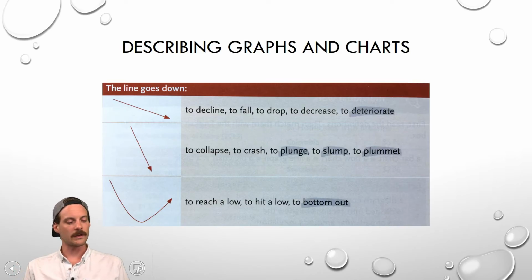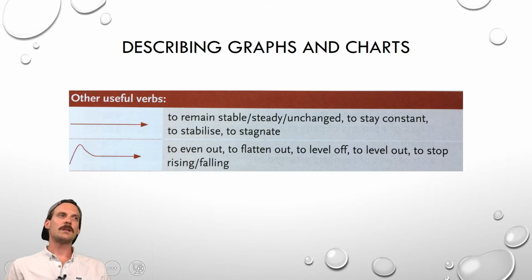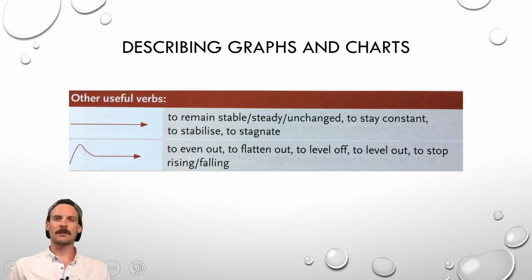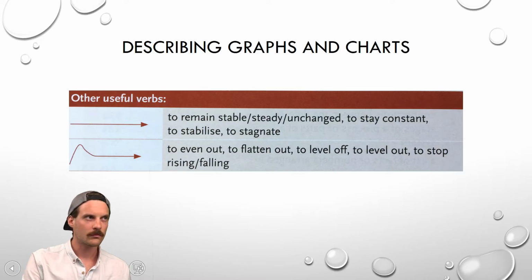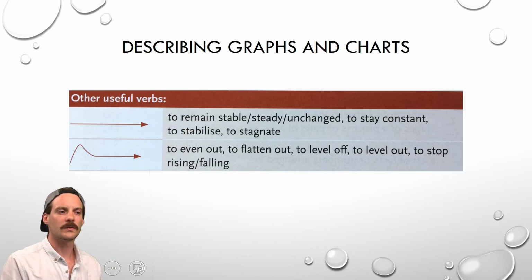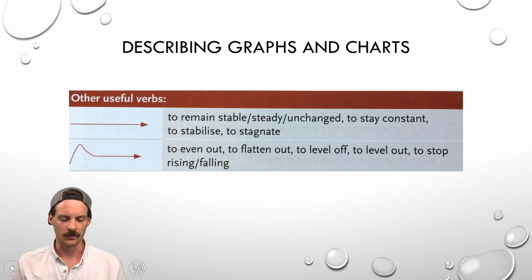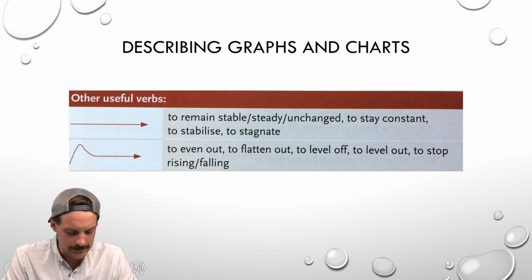And important now, we have some other phrases which we talked about, is when something is fluctuating. So something can remain stable. If you want to use synonyms, that of course you don't want to use the same word all over again. So use those: to remain stable, steady, unchanged, to stay constant, to stabilize, to stagnate. Of course, we have talked about this.